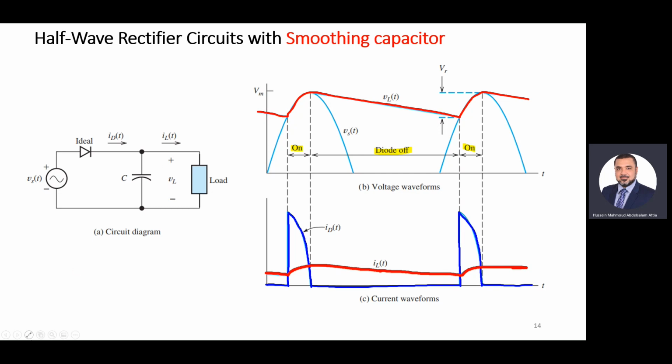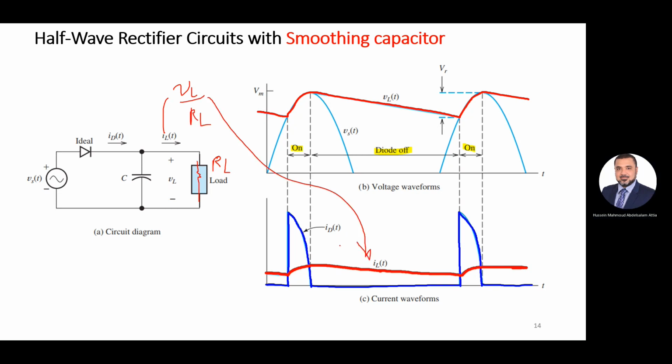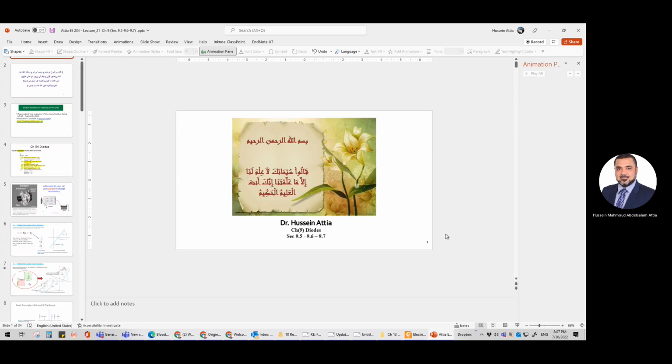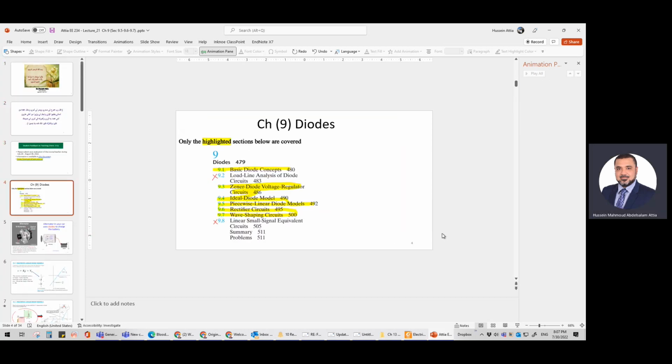What is IL here, guys? What is the value of the current here? Assuming you have some R here, some RL. You have RL here. So IL is simply VL over RL. Very simple. Which is this guy? Which is this current? Okay? Just making sure.